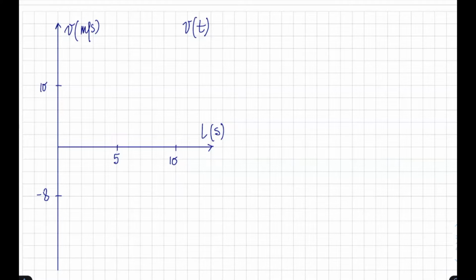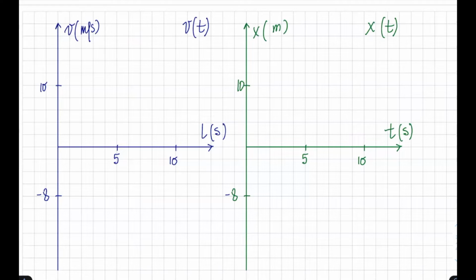And as opposed to x versus t, let me create a graph that will run parallel to it, but it will be x versus t, and we will compare them so that you see the difference. So see them side by side. One is x in meters versus t in seconds, and that's x versus t. And the one on the left is v versus t. V in meters per second, time in seconds.